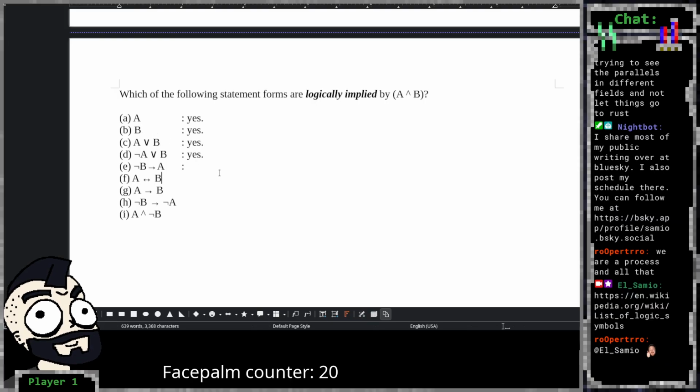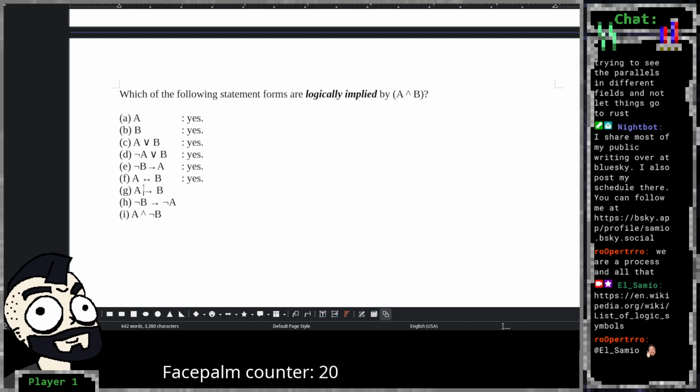Let's organize this. Not B implies A. Well, I know this is true because if A is true, it cannot be the case that not B is true and A is false. I also know that not B cannot be true because B is true. So yes, this is also logically implied from A and B. A if and only if B, basically saying, does A have the same value as B? Yes, because I know that both are true. Because both are true, then they have the same value. True.